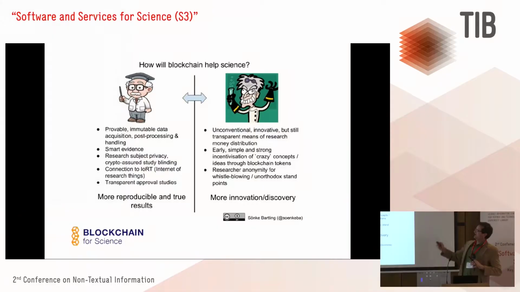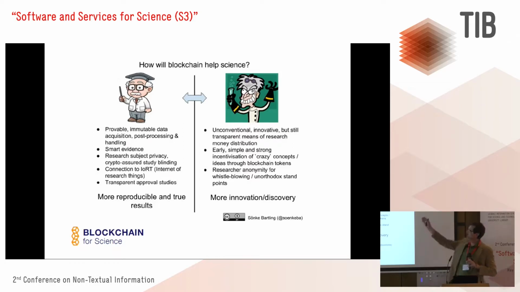Okay, so I see blockchain for science helping the standard, well-established science where you do analysis and statistics, by immutable data acquisition and post-processing. You have smart evidence, you can cryptographically assure subject privacy, and maybe smart contracts can help you with research, subject privacy, and transparent approval studies, like for new drugs. And this could result in more reproducible and true results.